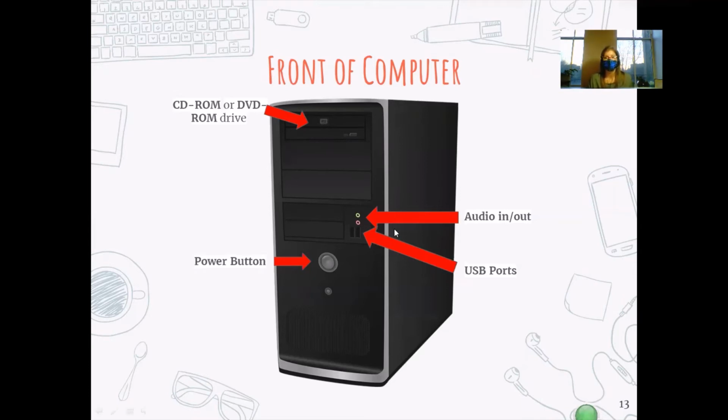Your audio in and out ports are on this screen. They're a little green and pinkish red color ports. That's where you can connect your microphones and speakers. USB ports, which can be used for a variety of things. Usually the front ones are great for using with external storage. And power button.